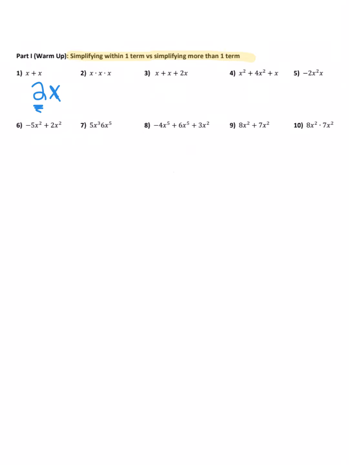Now, this is very different than number 2. Number 2, you're simplifying repeated multiplication, so you're simplifying within one term, x times x times x. A quicker way of saying that is to write x to the third. So a quicker way of writing repeated multiplication is to use a power, whereas to simplify repeated addition, we're using multiplication.